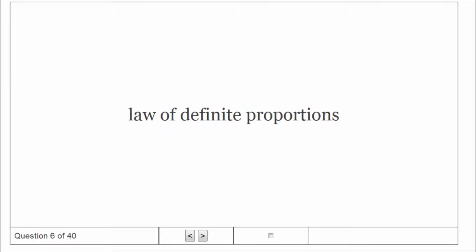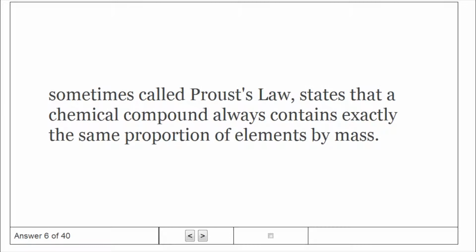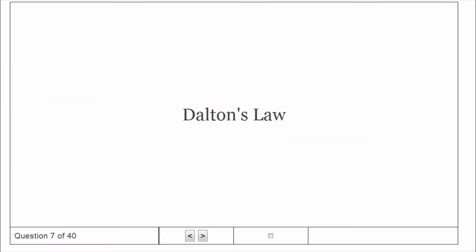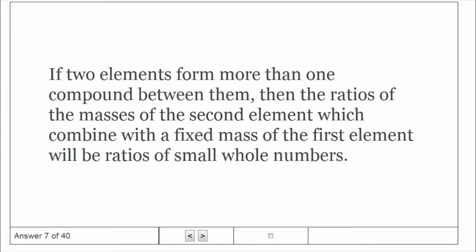Law of definite proportions, sometimes called Proust's law, states that a chemical compound always contains exactly the same proportion of elements by mass. Dalton's law: if two elements form more than one compound between them, then the ratios of the masses of the second element which combine with a fixed mass of the first element will be ratios of small whole numbers.